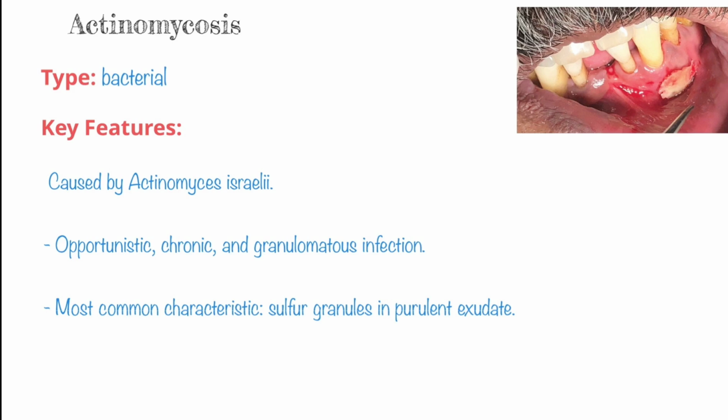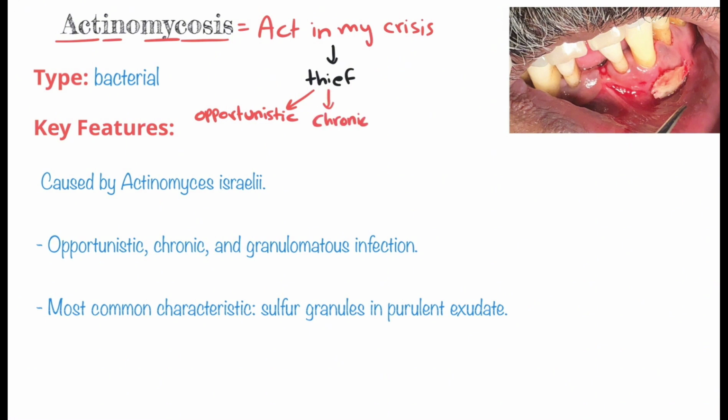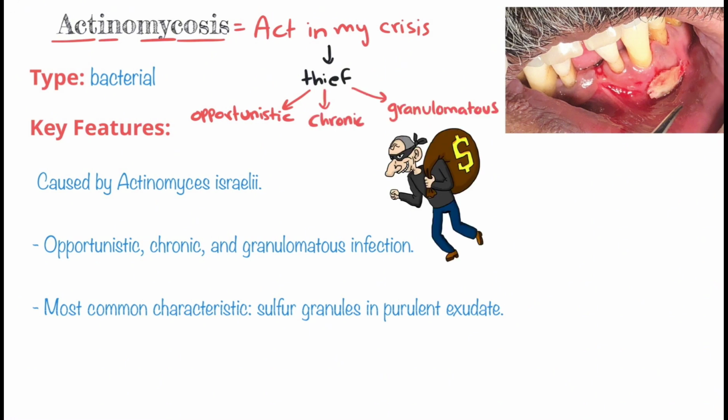And for making it super easy, you can remember it in a mnemonic, act in my crisis. So whenever you are in crisis, you cannot take care of your household, and there is opportunity for the thief to come in. So actinomycosis is basically a thief which has three characteristics. He is opportunistic, he is chronic, like a thief is not doing it just one time, and second, he is taking all the money in the form of granuloma. And S represents the sulfur granules, which are yellow in color.